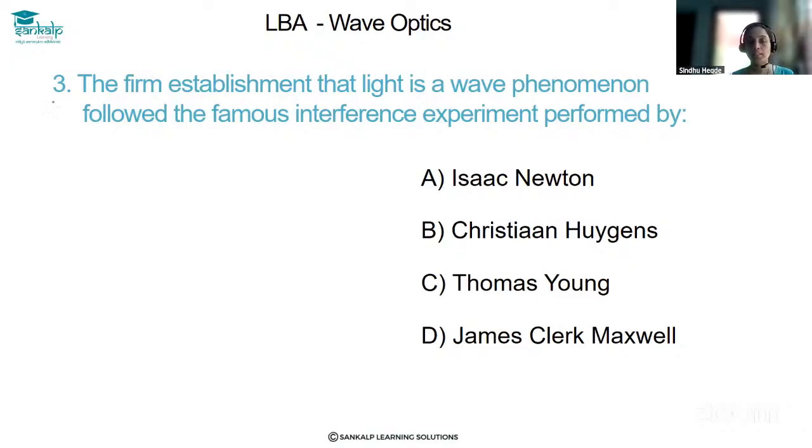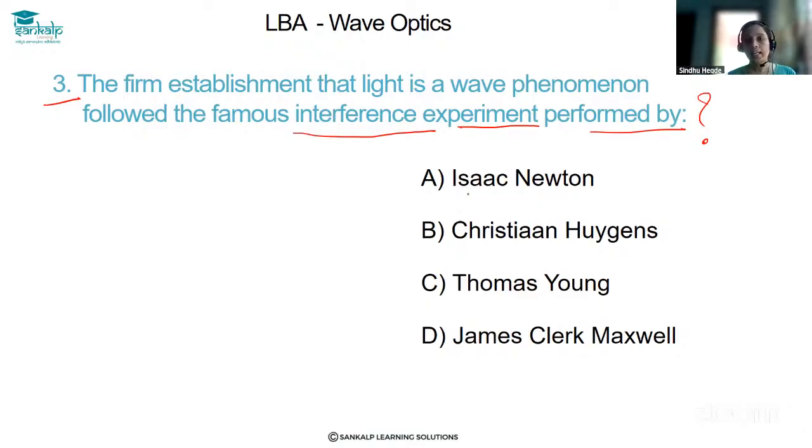Let us see question number 3. The firm establishment that light is a wave phenomenon followed the famous interference experiment performed by option A, Isaac Newton, option B, Christian Huygens, option C, Thomas Young, option D, James Clerk Maxwell. Here the question is related to the phenomenon of interference. The interference experiment was performed by whom? That is the question.